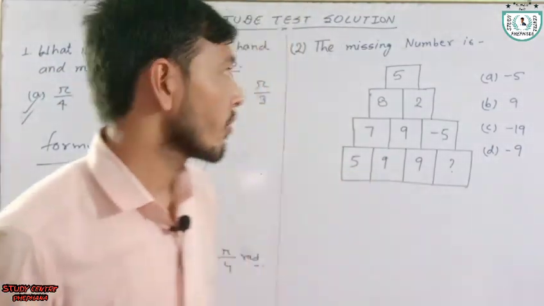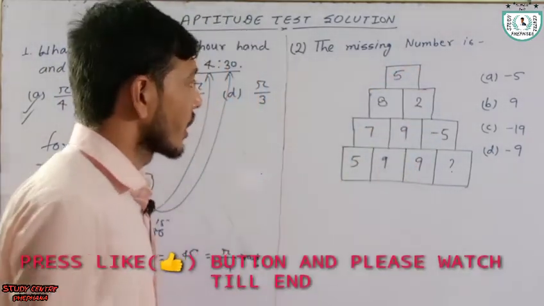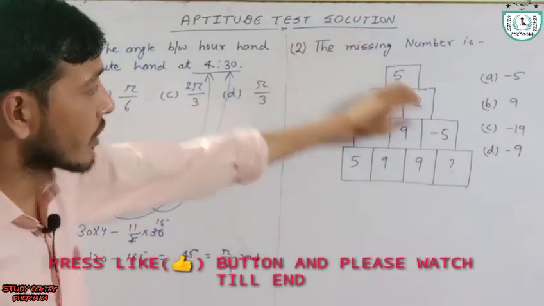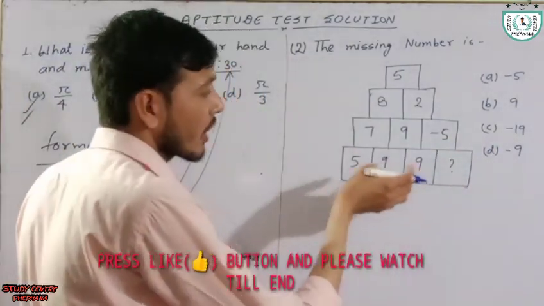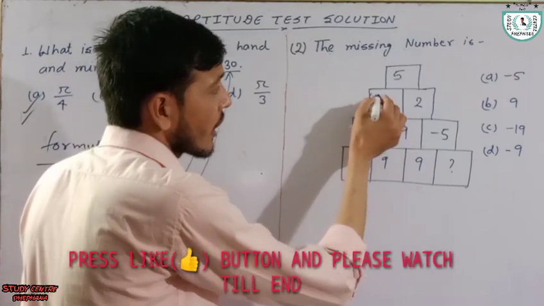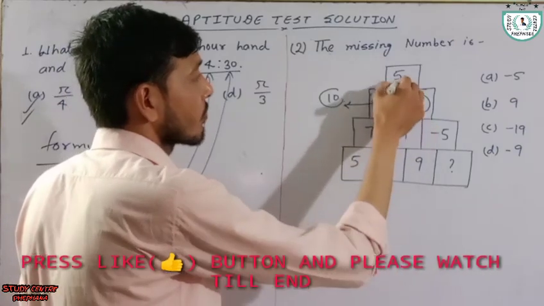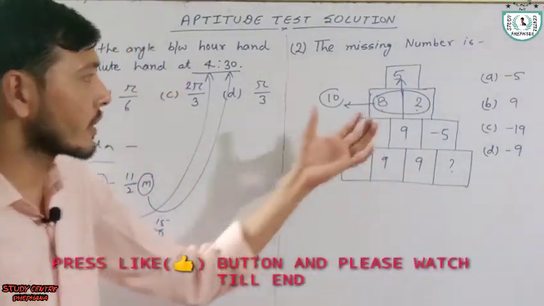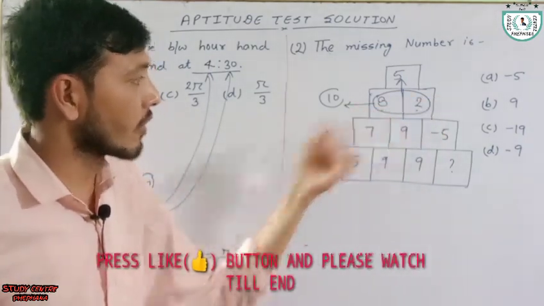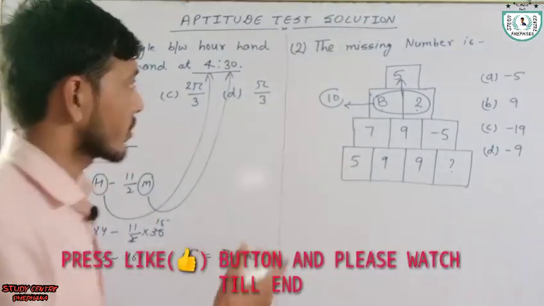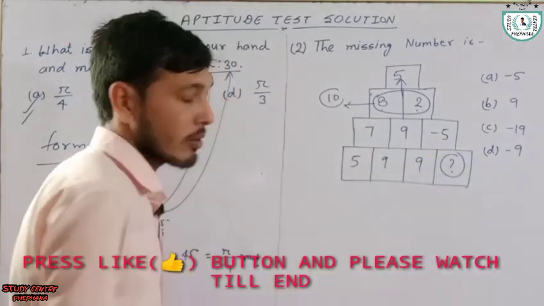Okay, now we have question number 2. The missing number: we have a series given in this diagram and we have to find the missing number. What is the missing number according to this series? We have here 8 plus 2. 8 plus 2 is 10 and the average of these two numbers is 5. Now we can say in this series that the average of every two numbers is given in the above diagram. Now we have to find this missing number.